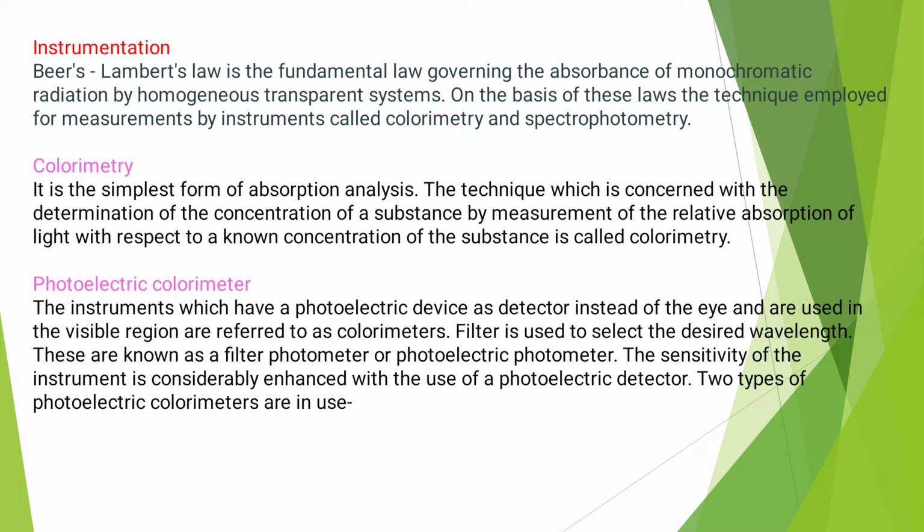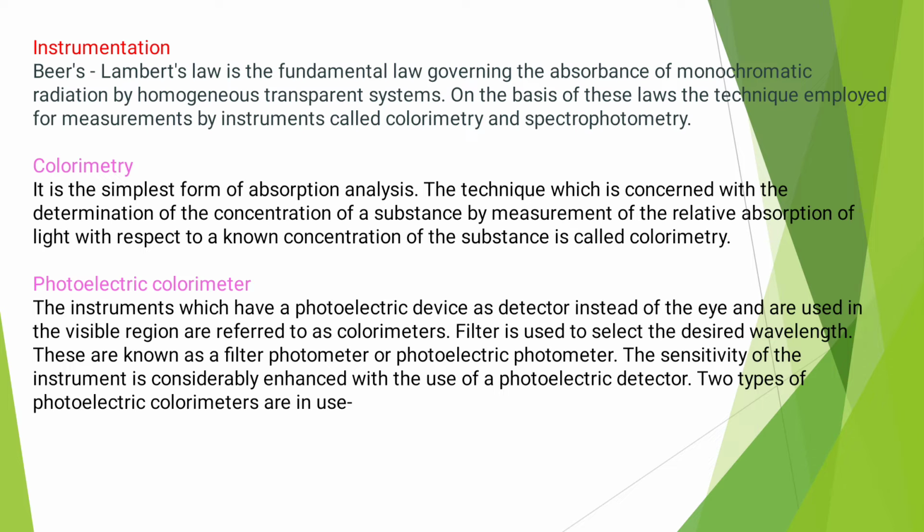It is the instrument which has a photoelectric device as a detector instead of the eye, as the eye is used in the visible region in colorimeters. It is also associated with different types of wavelength filters, so we know it as a filter photometer or photoelectric photometer. The sensitivity of the instrument is considerably enhanced with the use of a photoelectric detector. Two types of photoelectric colorimeters are in use, that is single beam and double beam.